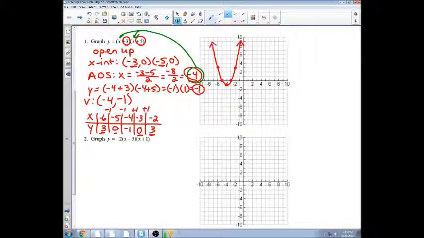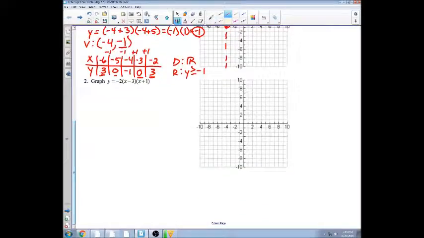Connect them together. Do not forget your dotted vertical line at your axis of symmetry. The last step is my domain and range. My domain, as always, is all real, and my range is y. Remember that the number is just going to be your y from your vertex. If it opens up, that means it's greater than or equal to, and we are done with that problem.